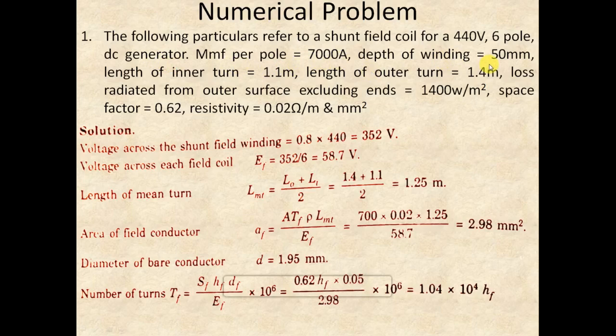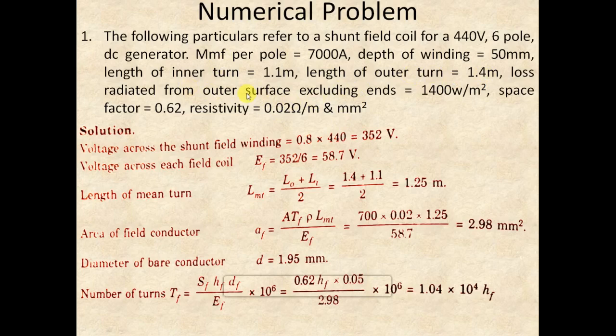Depth of winding is given in the problem itself, so you don't have to find that. DF value is given. Length of inner turn is given. Length of outer turn is given. If the inner turn length and outer turn length are given, the mean turn length can be easily identified by taking the average of these two.